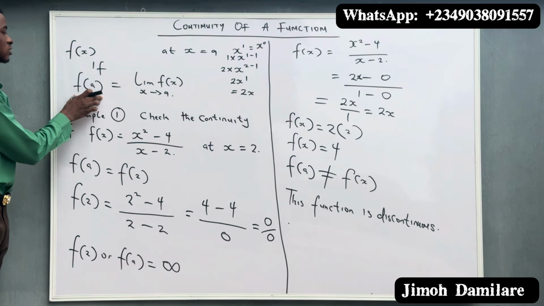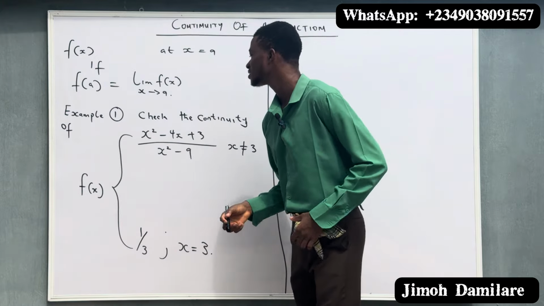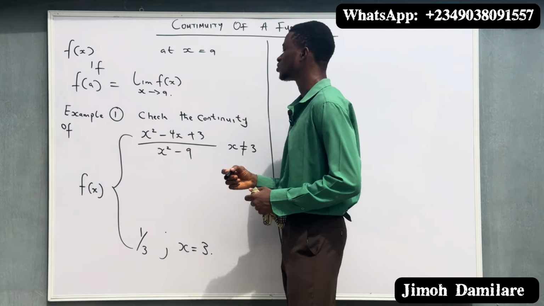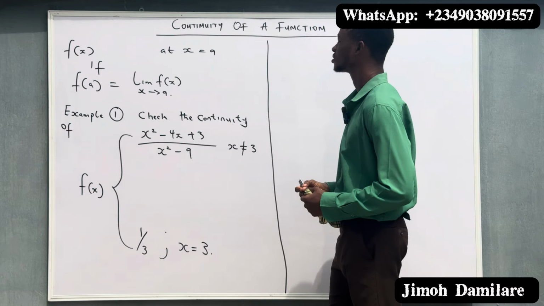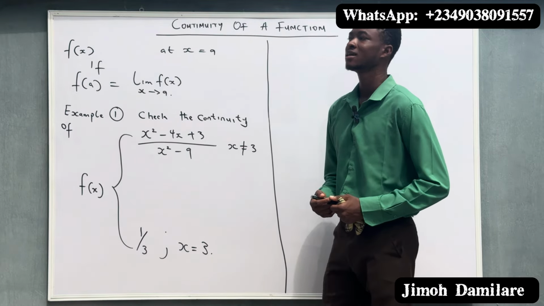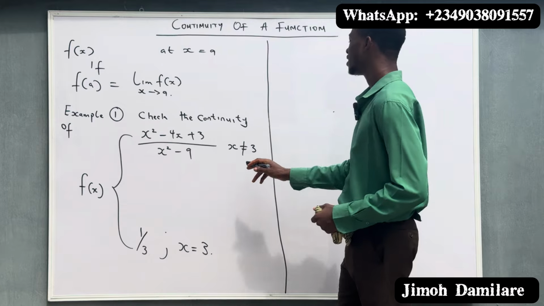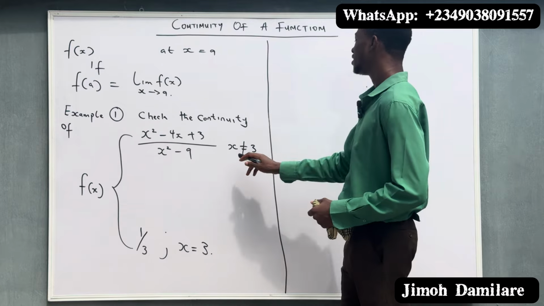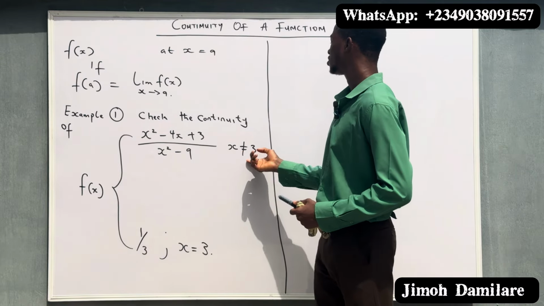Moving to the second example as written on the board, the question says check the continuity of f of x equal to x squared minus 4 plus 3 all over x squared minus 9. The first condition says x must not be equal to 3, and the second condition says x is equal to 3. The first condition is very clear, because if x is equal to 3 and we substitute x into this expression, we are going to have 3 squared minus 9, which is 9 minus 9, giving 0 as our denominator. And when we do that, we get an undefined or indeterminate answer. So this first condition is very clear.